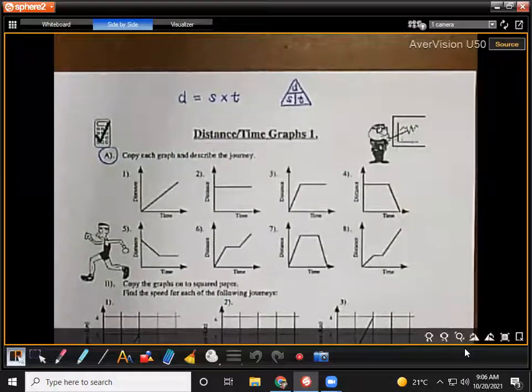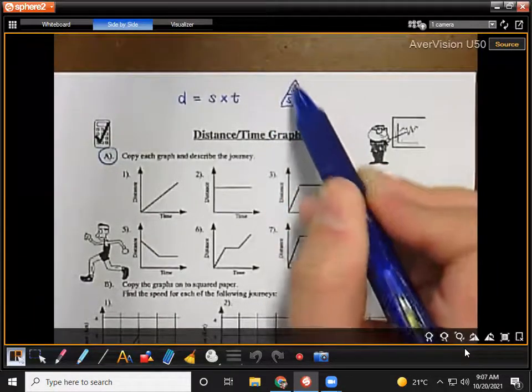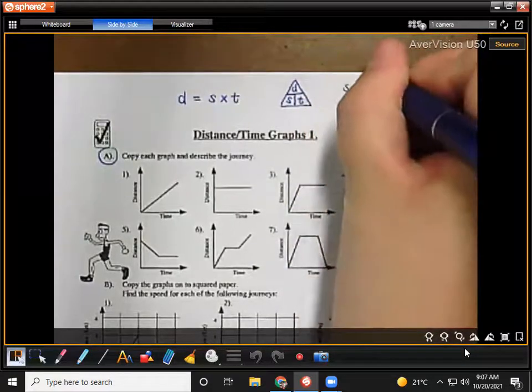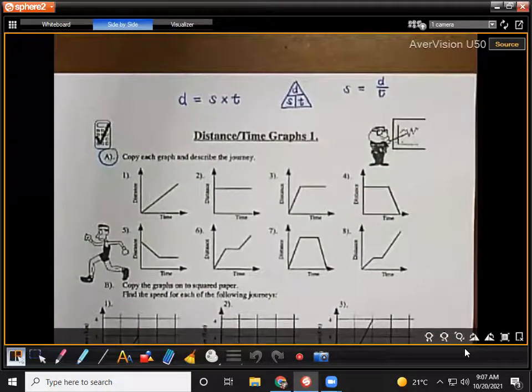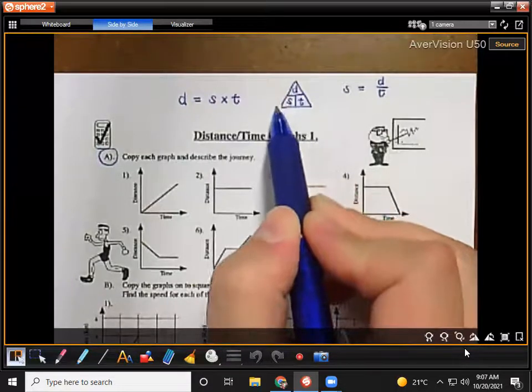Now guys, this is giving you 3 formulas actually in this one triangle. So the formula for distance is speed times time, because they're next to each other. But then if you wanted to get speed, it would be distance divided by time. All right, so that would be the second formula that you can get from there. And then time is distance divided by speed.